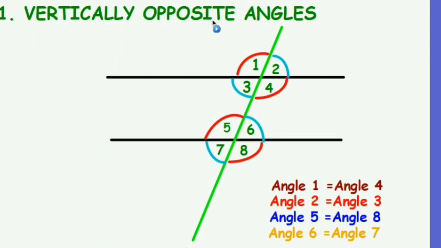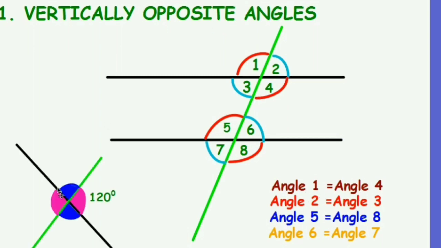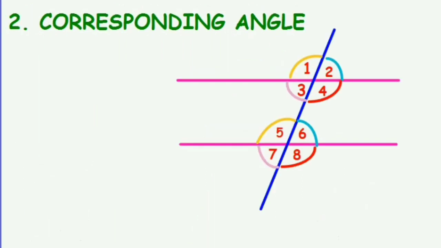Now look at the example. You can see there are two lines crossing each other. That means it's making 4 angles. What are the vertically opposite angles? Here one angle is already marked 120 degrees. What about the opposite angle? It's also 120 degrees because vertically opposite angles are equal. Now check here, if the angle is 60 degrees, what about this angle? This angle is also 60 degrees.